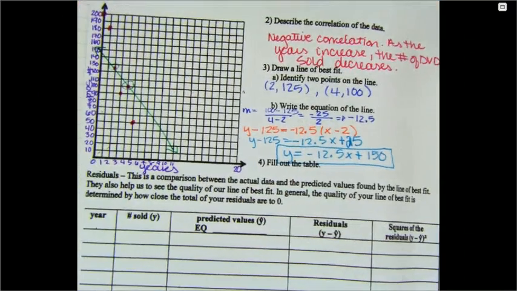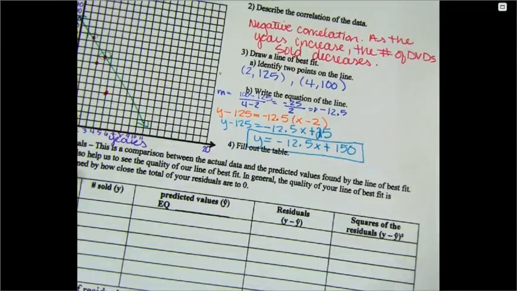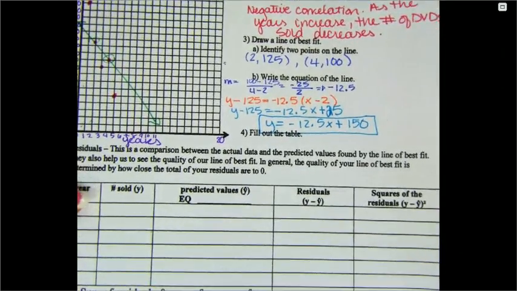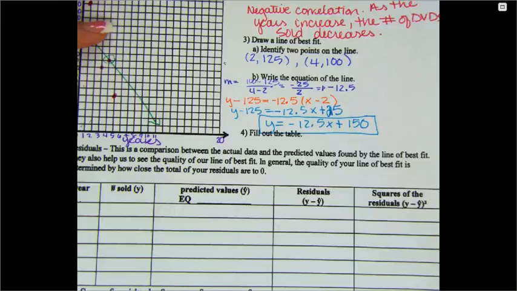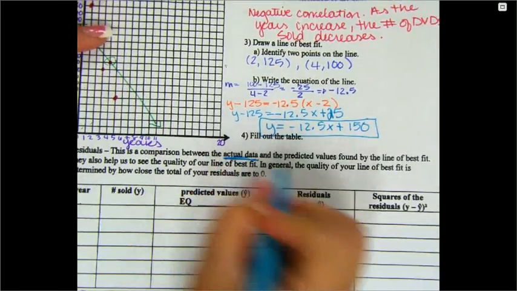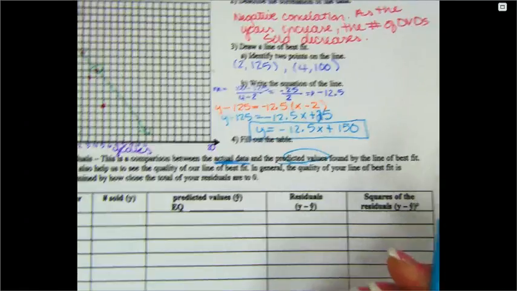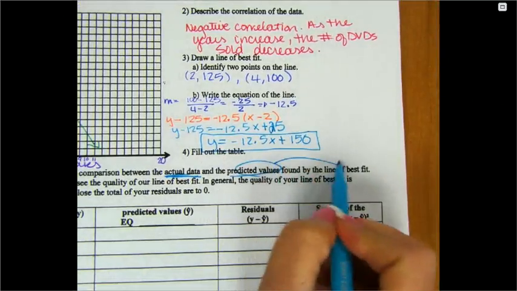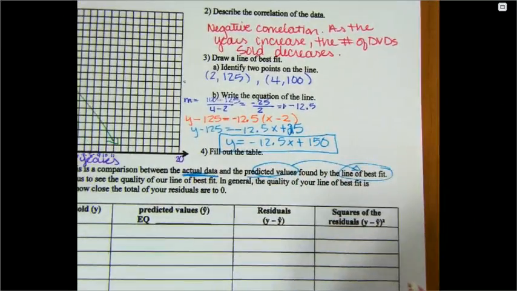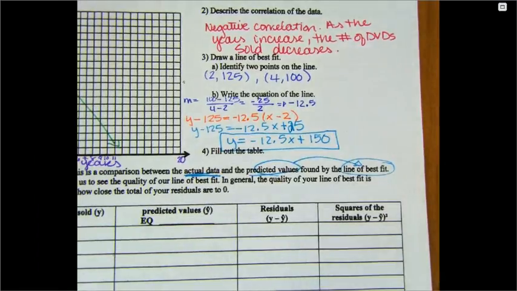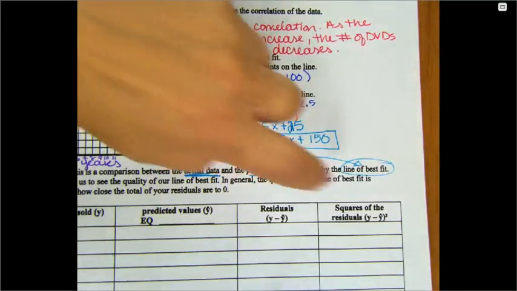It says residuals is the comparison between the actual data and the predicted values found by the line of best fit. So, actual data and then predicted using what? The line of best fit. So this comes from the line of best fit. Do you understand? You remember when we solved for the line of best fit and I said, okay, now predict what happens in year 10, and you had to plug in 10 and figure it out. It's the same thing, that's what this is talking about, okay?